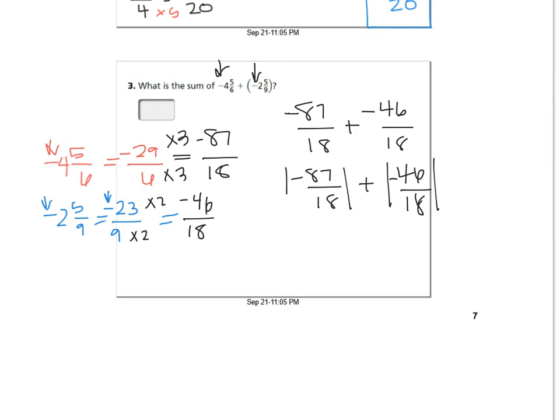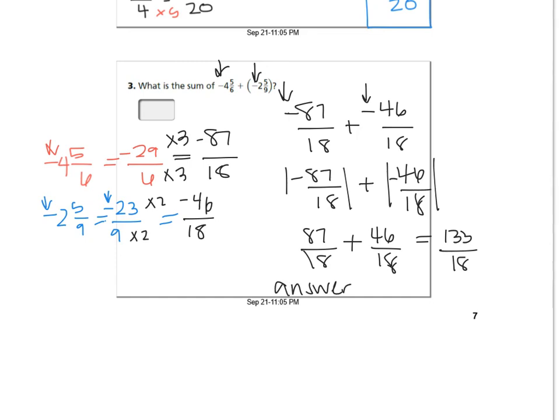So the absolute value of that is just 87/18 plus 46/18. Sorry, my 8s were a bit rough. So now we just need to add 87 plus 46. When you add those together, you get 133/18. Now, both of them were negative. So our answer is not a positive 133/18. It's a negative 133/18.